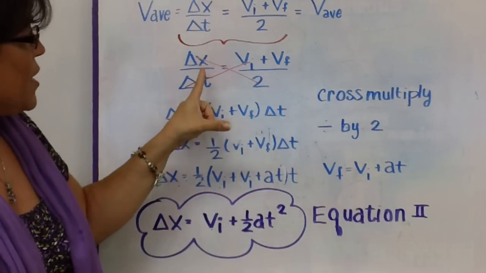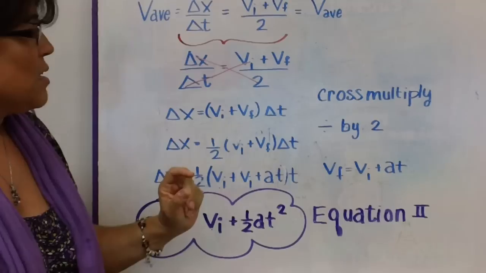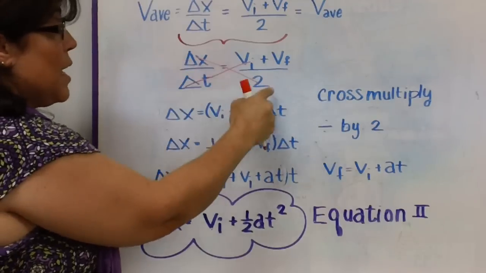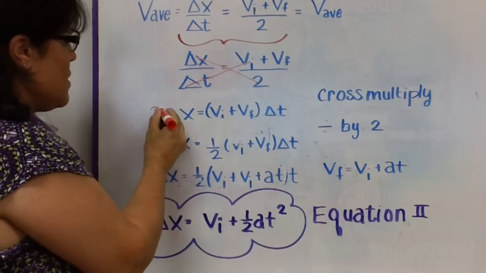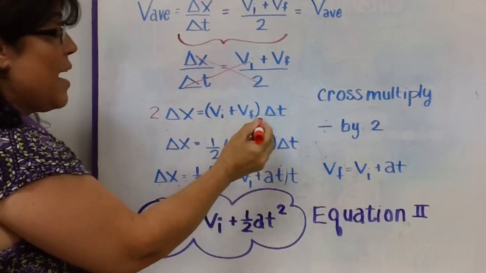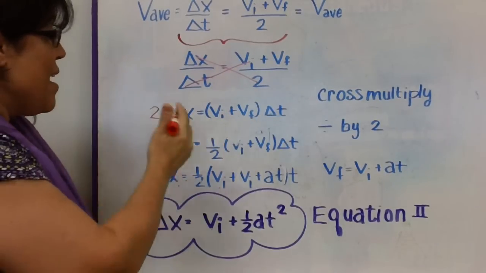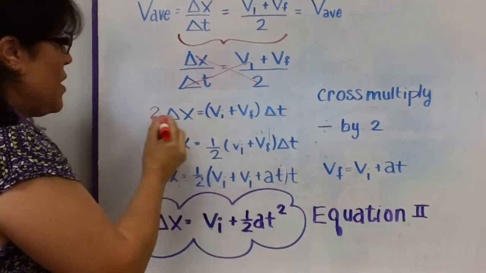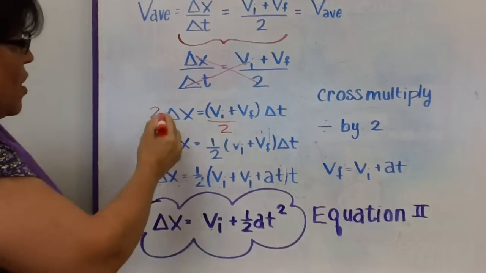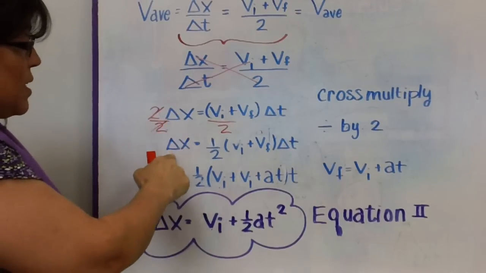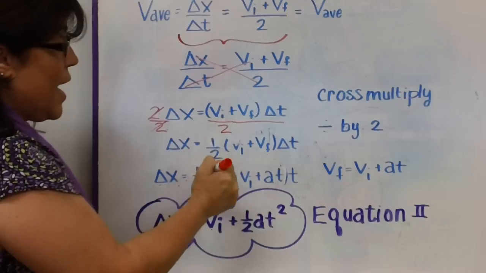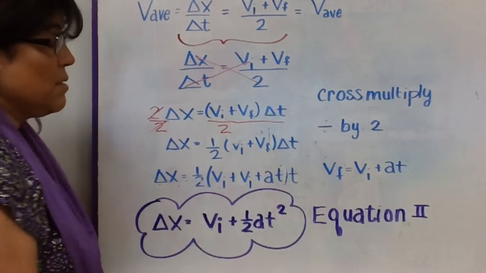So I'm going to take this equation down here, this one down here, and I'm going to set them equal to each other, and I'm going to start solving. So I'm going to do cross multiplication. I'm going to take the 2 times the delta x. So we have a 2 over here, and then the delta t times (v1 plus vf) times delta t. Okay? Then I'm going to divide the whole equation by 2, or in other words, multiply by 1/2. Well, these 2's will cancel out, and we're left with delta x. This 1/2, now this would be over the whole equation, is the 1/2 (v1 plus vf) times delta t.